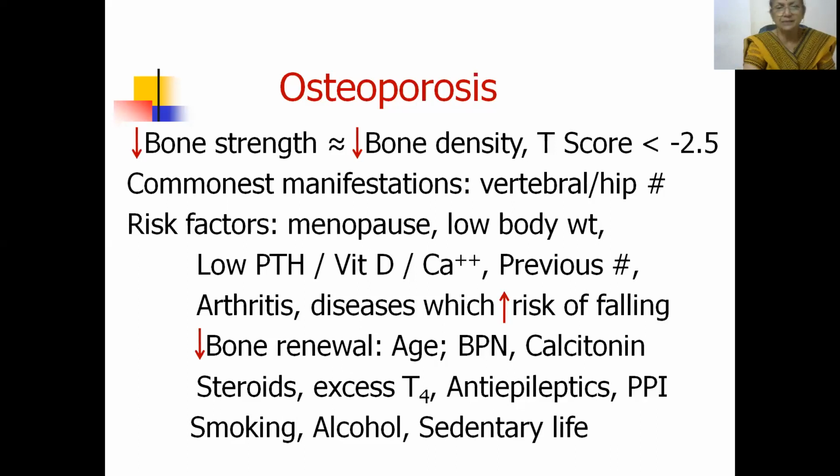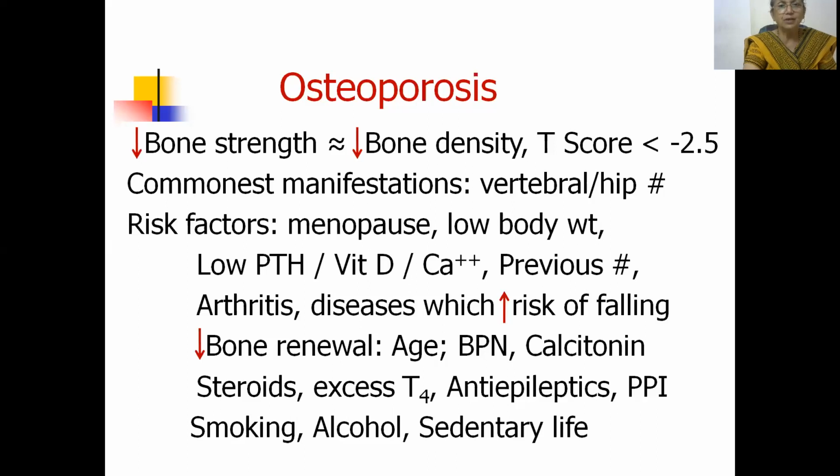slows down with age, or certain drugs which interfere with this process of bone remodeling by preventing the digging, like the bisphosphonates, we are going to study it later, and calcitonin and denosumab, all of them can also increase the risk of osteoporosis and fracture.